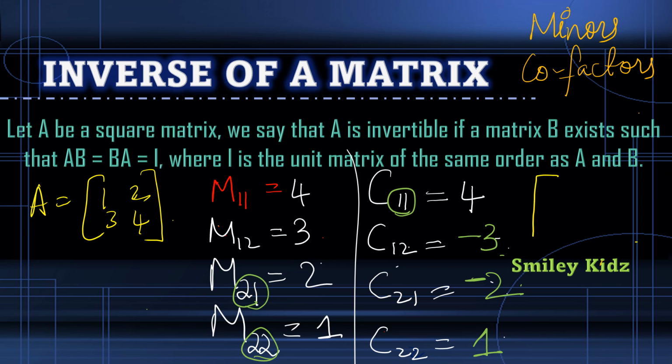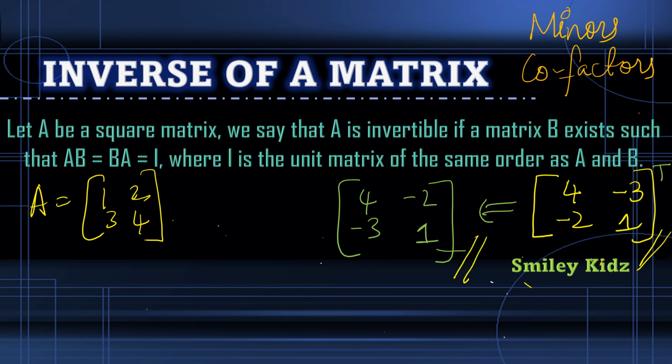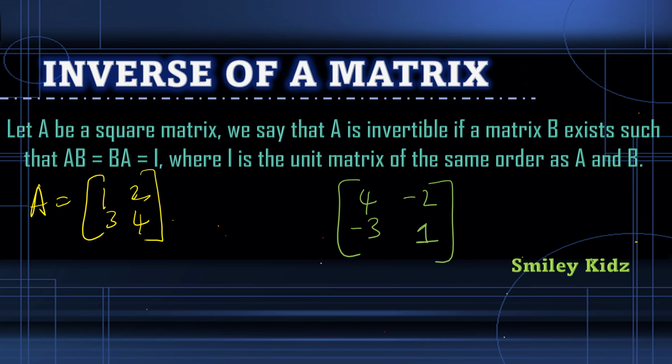Now, let's put down the table of cofactors. What do you have? 4, minus 3, minus 2 and 1. Now, the transpose of this matrix will give you the adjoint, isn't it? Let's write down the adjoint. The transpose of this matrix is going to be 4, minus 2, minus 3 and 1. Here we have the adjoint. Now, it will be adjoint of A by determinant of A.